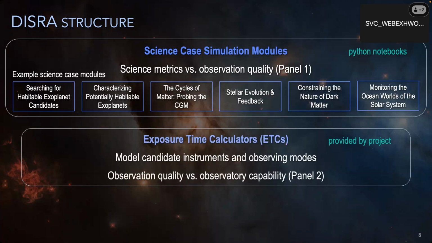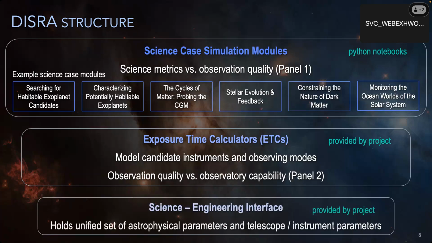Okay, and here is where we start connecting your science to the observatory, and it's through that classic tool, the exposure time calculator. These are provided by the project, and they model candidate instruments and observing modes and just tell you how hard it is, because the price tag on an observation is always basically the exposure time. Next, please. And then we have the critical science engineering interface, which is where the exposure time calculators connect to the real engineering models.